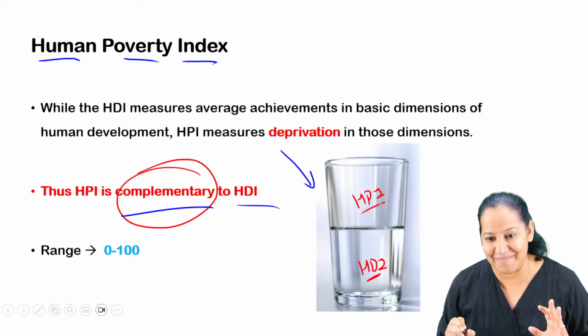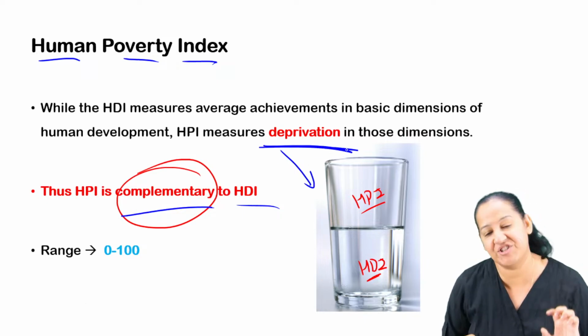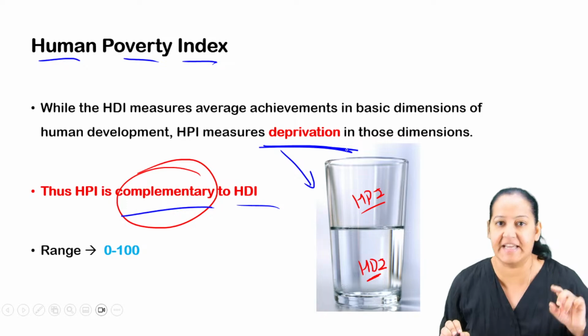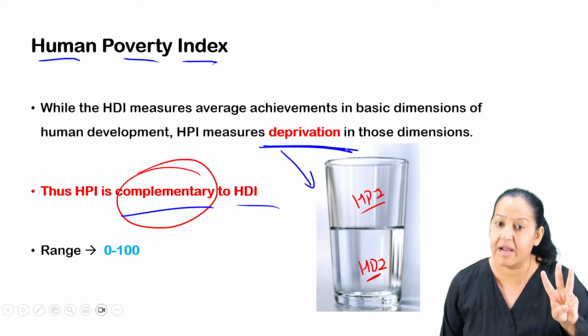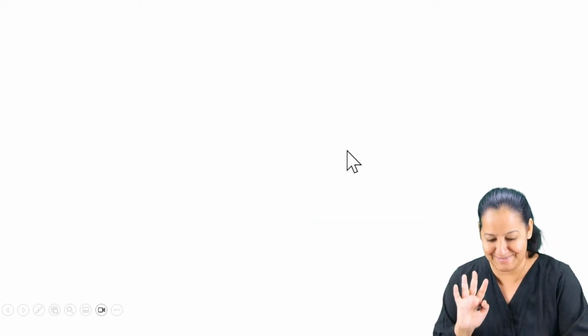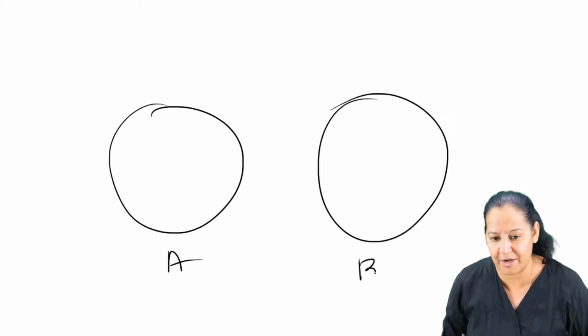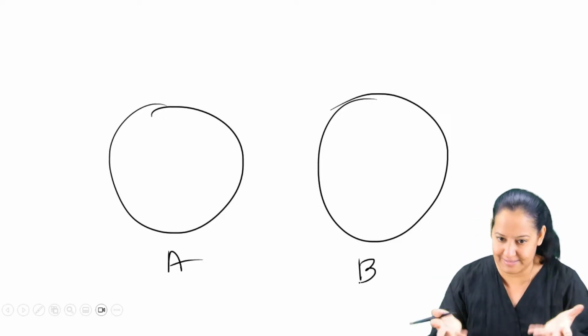So the thing is the same. It is the comparison of the deprivation of the dimensions. The same dimensions we will take: the longevity, the knowledge, and the standard of living. But instead of seeing the development, we will see the deprivation. Let me explain. This is a country. Country A, country B. Same example, India, US. The two countries are there.